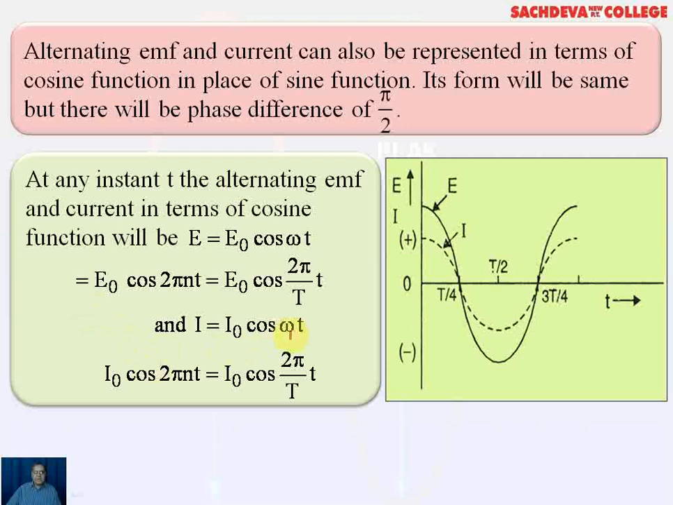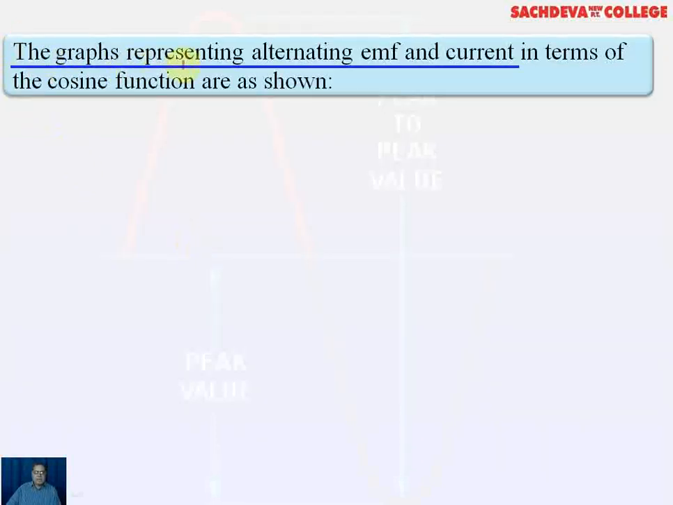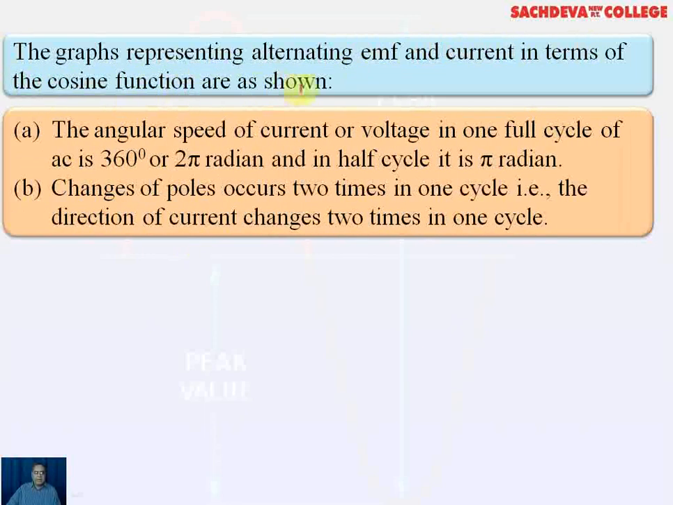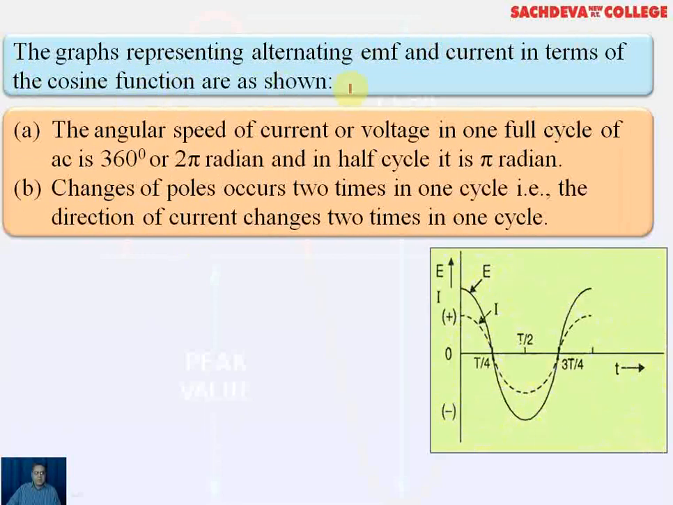In the graph, the current is indicated by dotted lines and the electromotive force by a solid line, and the times are indicated like T by 4, T by 2, 3T by 4. As the time goes on increasing, we find that there is variation in current and voltage. The graphs representing alternating EMF and current in terms of cosine function are shown.